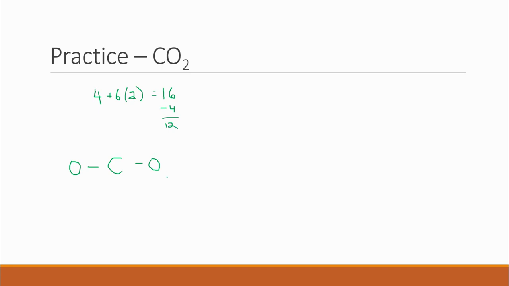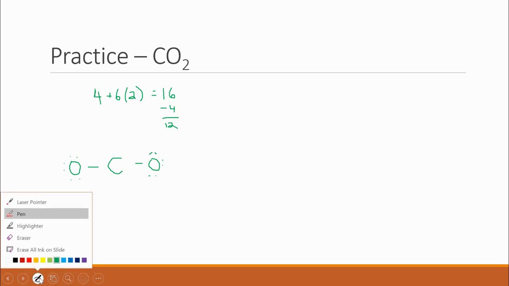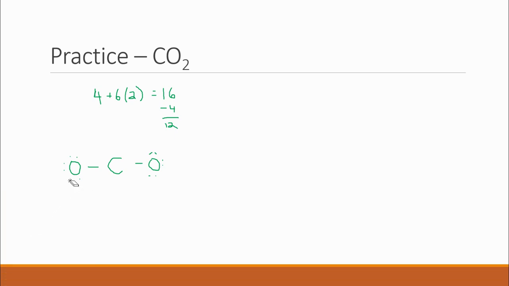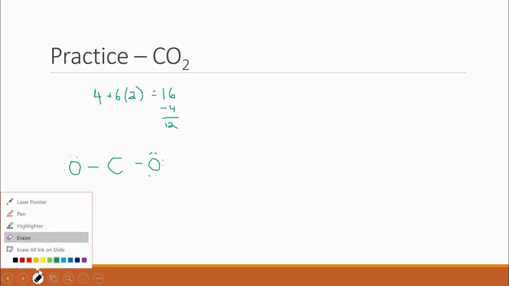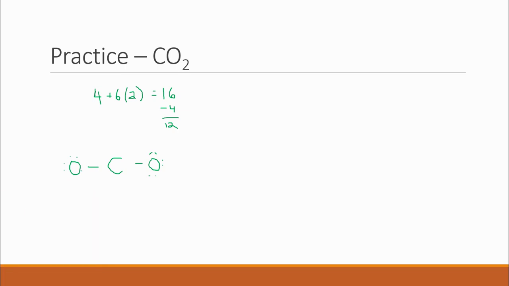Each oxygen needs 6 more electrons, and the carbon needs 4 more electrons. So I have 12. So I'll go 1, 2, 3, 4, 5, 6, 7, 8, 9, 10, 11, 12. But my carbon still needs 4 electrons. So we're going to do the beautiful act of sharing. So I'm going to remove these 2 electrons from oxygen, and I'm going to make both carbon and oxygen satisfied by adding a double bond.